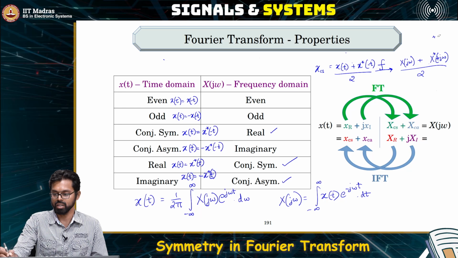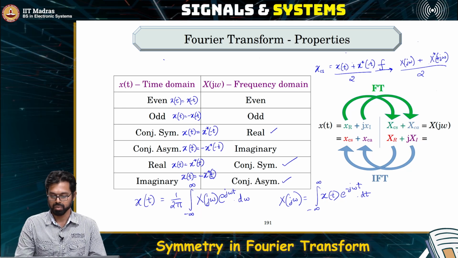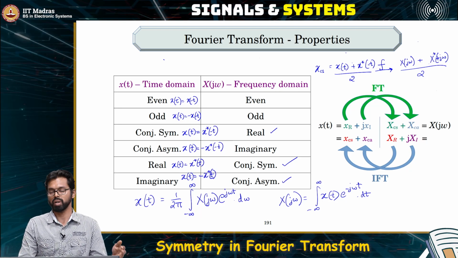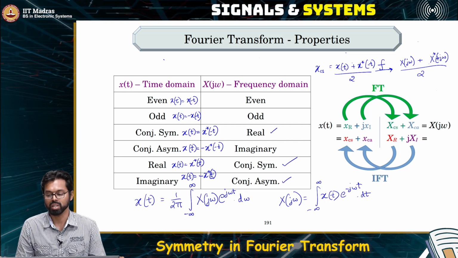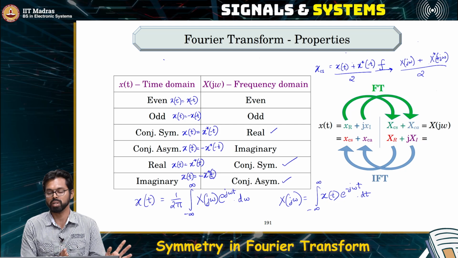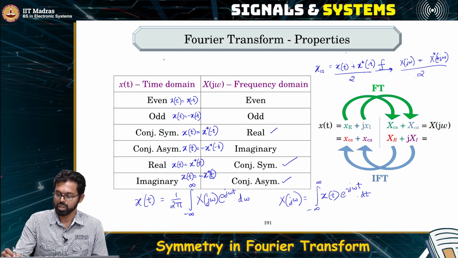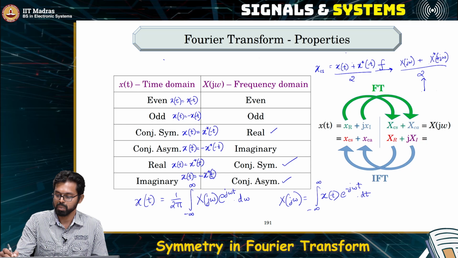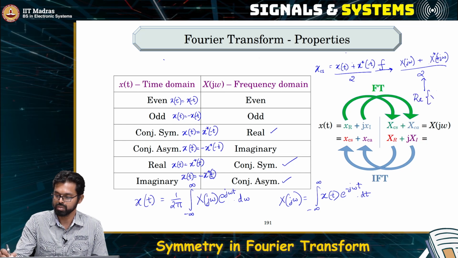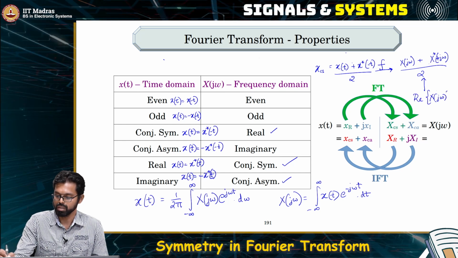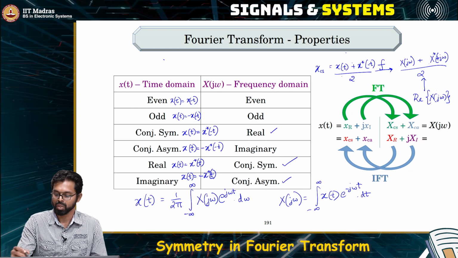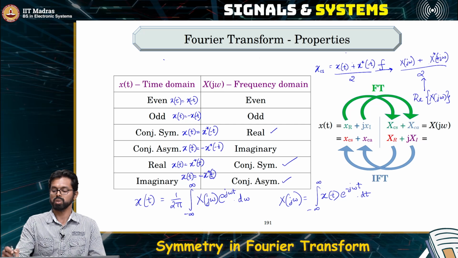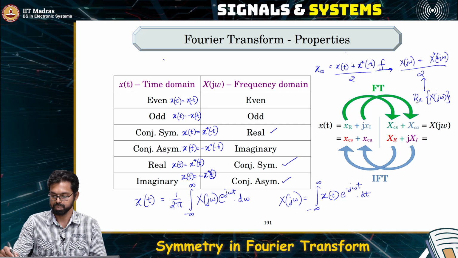Once again, all we did is just use the properties we just studied. We just studied what happens to this spectrum whenever there is a conjugation operation in time domain, whenever there is a time reversal and all, right? Those two properties are all that we are using here. So clearly this is nothing but the real part of X of j omega. And hence the Fourier transform of the conjugate symmetric part produces the real part of the spectrum.